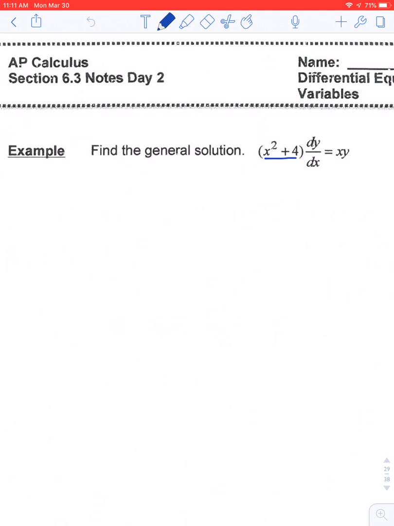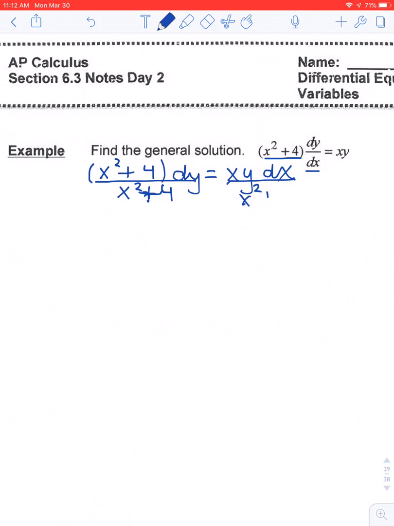These two things are being multiplied, so I could multiply both sides by dx to start. I'll have x squared plus 4 dy equals xy dx. Then I need to get the x's to one side, and I can't distribute, because it's only when they're products that we can divide and get them to the other side. So I have to divide by that entire quantity of x squared plus 4.